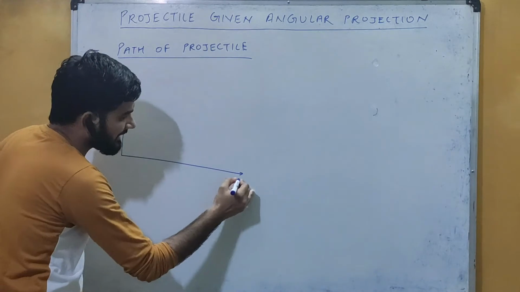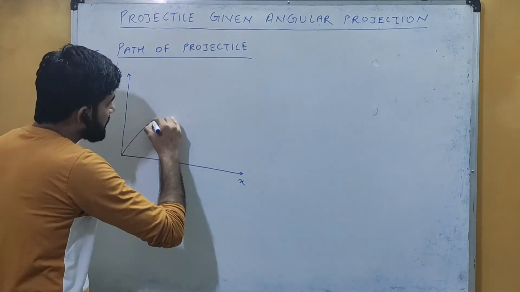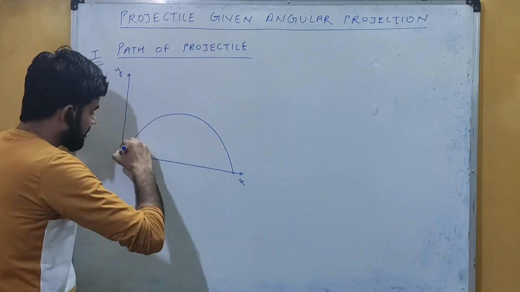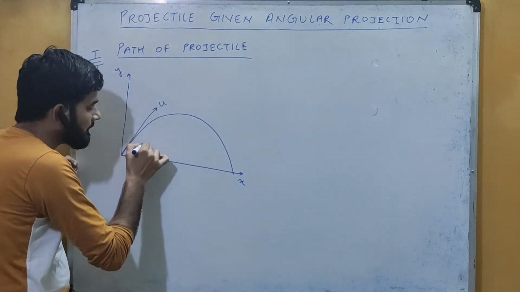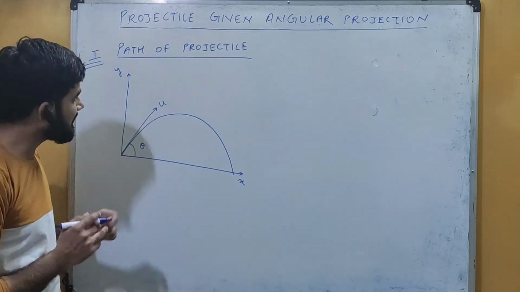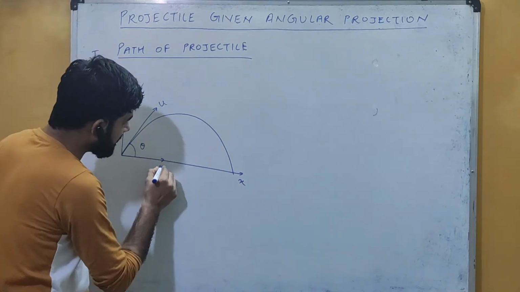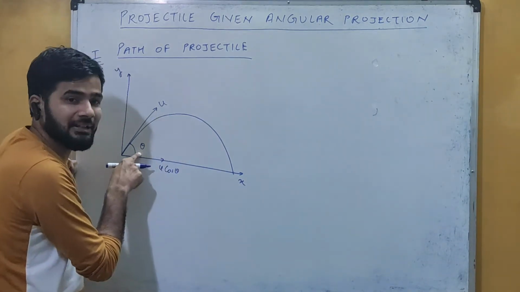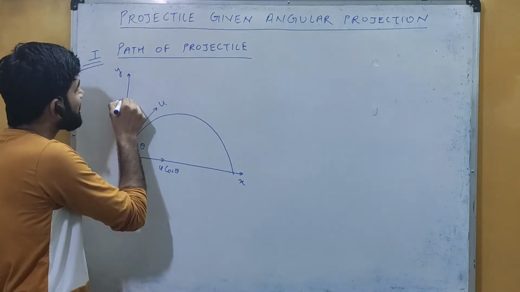Here we have the two axes, this is x axis and this is y axis, and here we have thrown an object with angular projection. As you can see, this is the velocity of that object and this is the angle theta. Now we can resolve this velocity along two different components. So here it will be u cos theta, and here it will be u sin theta.